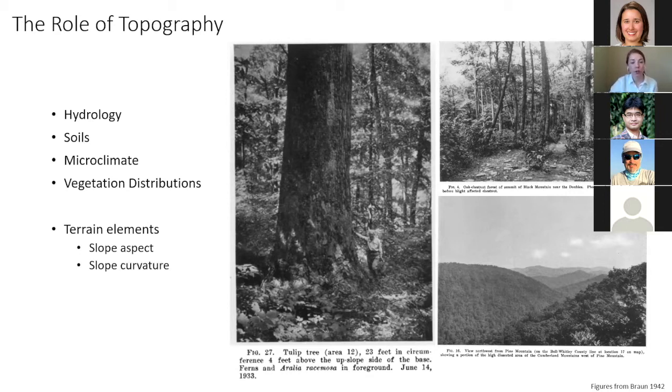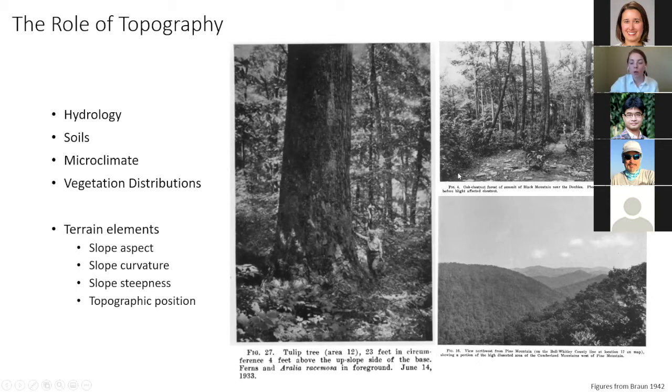Slope curvature, so this would be, is the site in a concave or a convex area? Slope steepness. And then topographic position, which describes where along that slope the site is falling. Is it more in the valley, or is it more on a ridge top position?